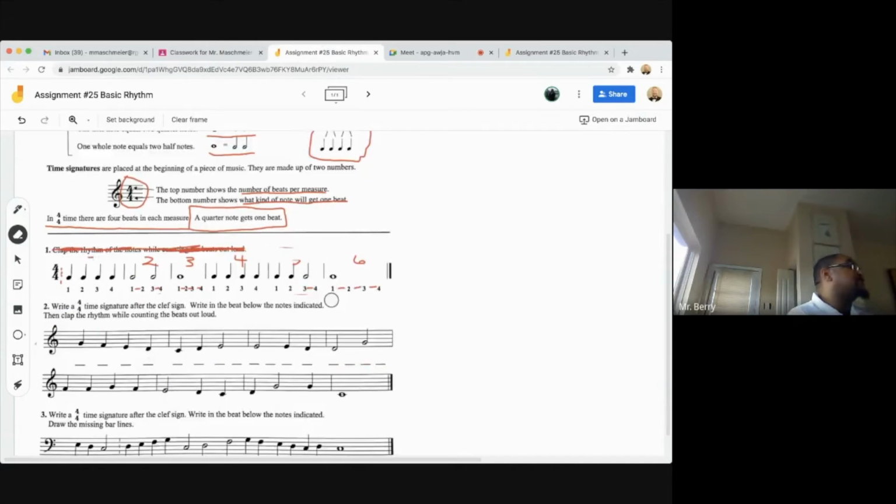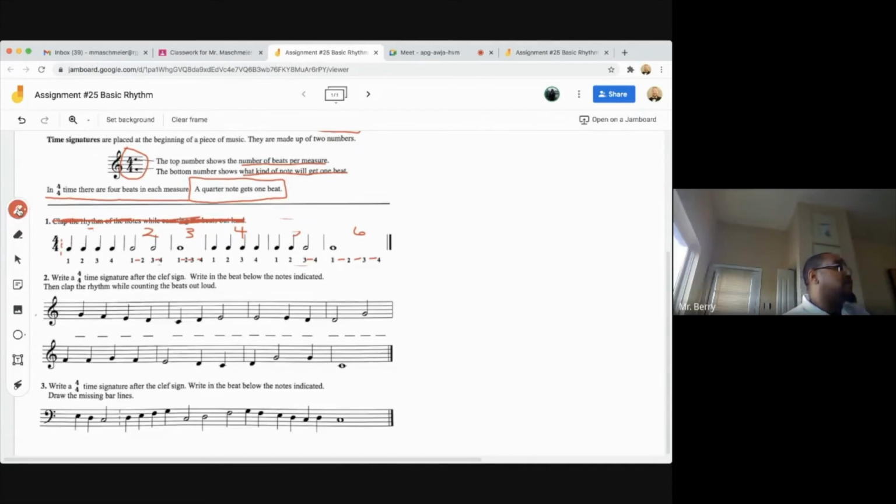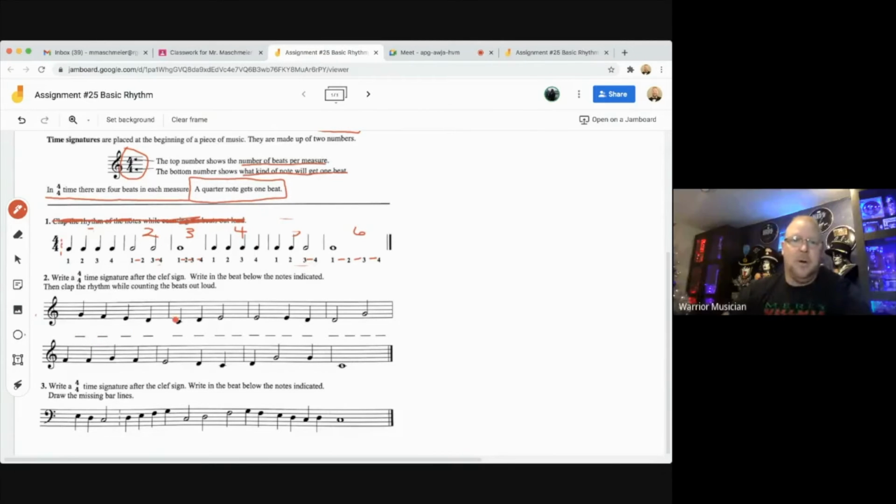All right, so number 2. Answer this question. Number 1 has 6 measures. Who can tell me how many measures there are in number 2? 4. Only the first line has 4. There are 2 lines.